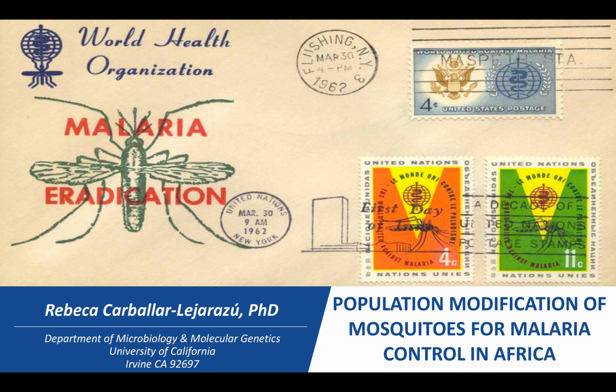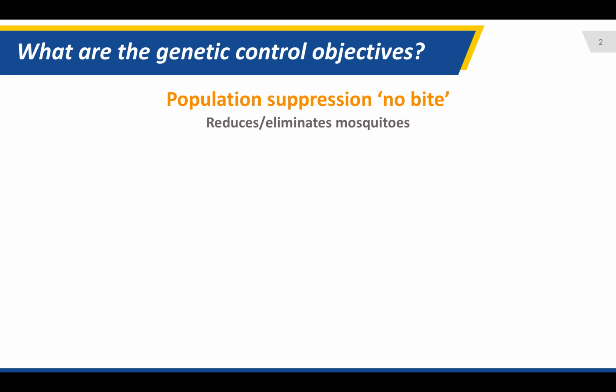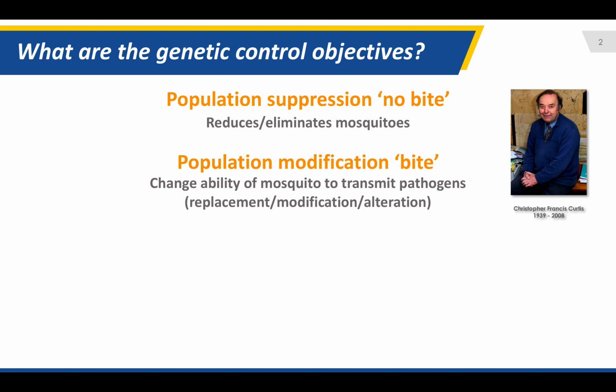control in Africa. There are two genetic control strategies for mosquito populations. The first one is what we call population suppression. This strategy reduces or eliminates mosquito populations. In contrast, population modification is based on changing the ability of mosquitoes to transmit pathogens. This concept was first introduced by Francis Cortes in 1968.